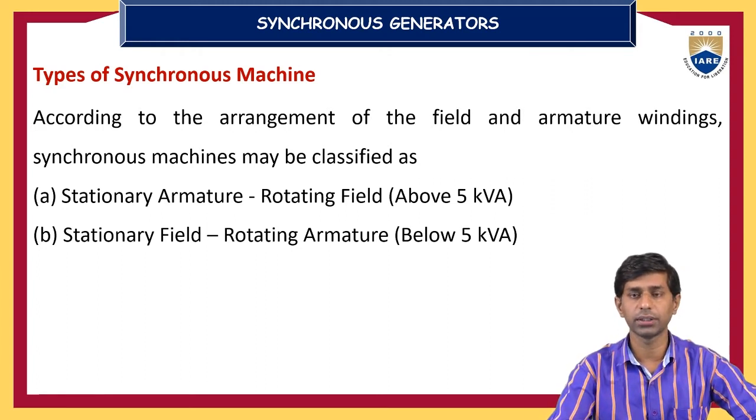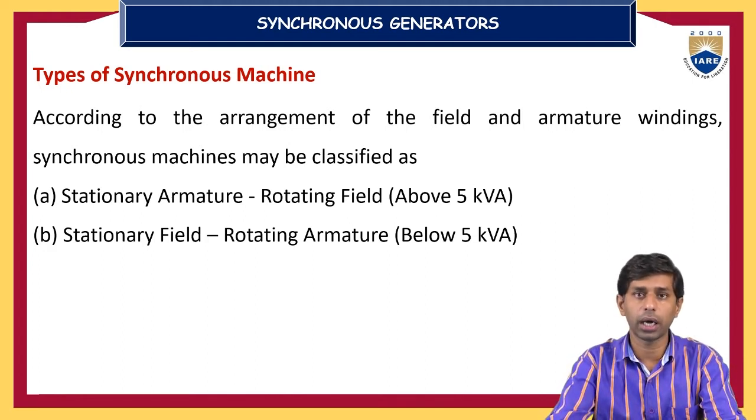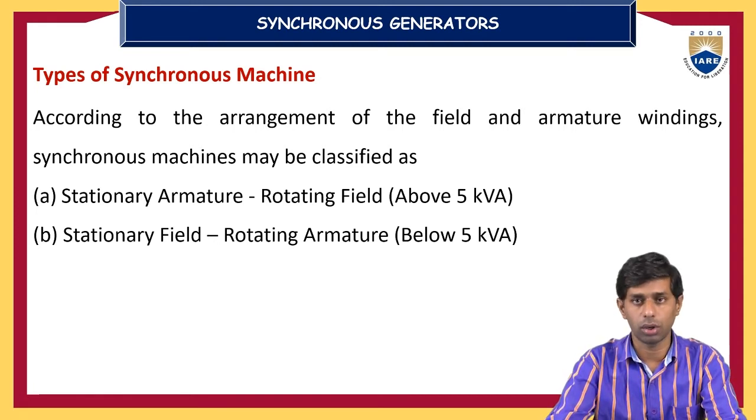Stationary armature means the three phase, either star or delta connected, armature winding is placed on the stator slots, and the field winding is placed on the rotating object called the rotor. The stator, that is the armature winding, is stationary and not movable, and the rotor is a movable object which produces a magnetic field rotating at the speed of the prime mover.